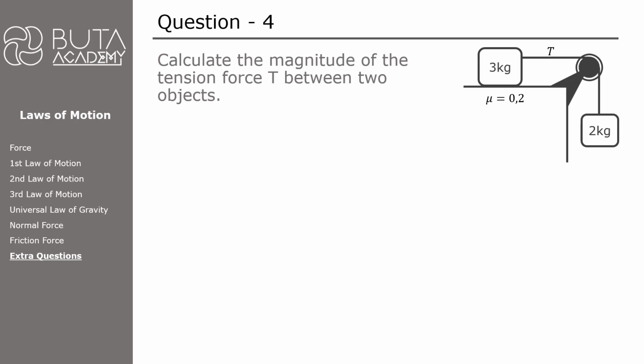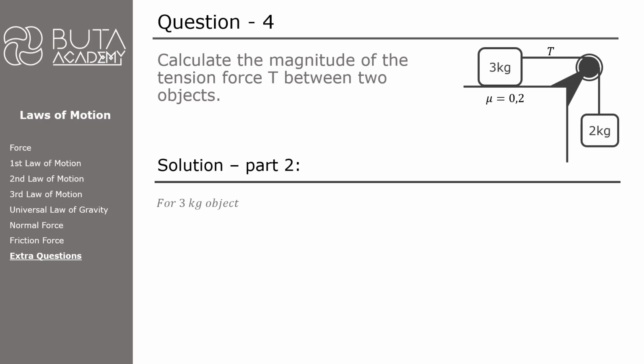Now we are going to repeat the same steps for the 3 kg object. Forces applied on it are force of gravity acting downwards and the normal force acting upwards. Tension force is trying to pull the block to the right, and the friction force tries to oppose it and accordingly acts to the left. According to the second law of motion, the net force is equal to the product of mass and acceleration of the block. Tension force minus friction force is equal to mass times acceleration.